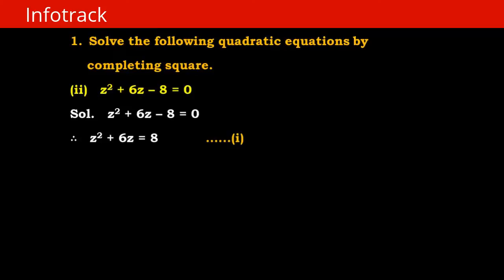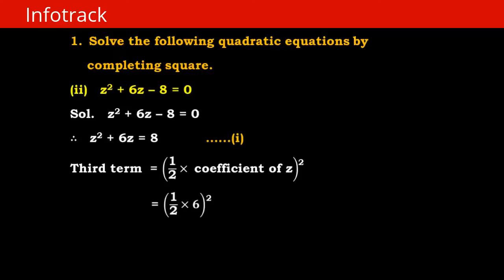Equation number 1. Now you have to find the third term, and we know that third term is equals to half into coefficient of z the whole square. See, the coefficient of z is plus 6. You have to consider with sign. So half into 6 the whole square. Now half into 6 means 3. 3 the whole square is 9. So you have to add this 9 on both the sides of equation 1.